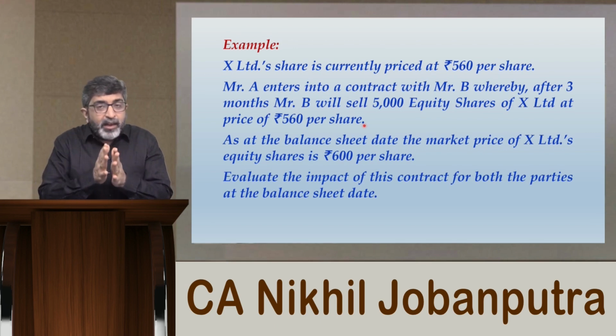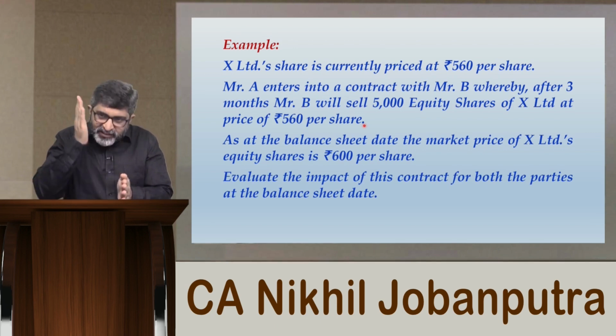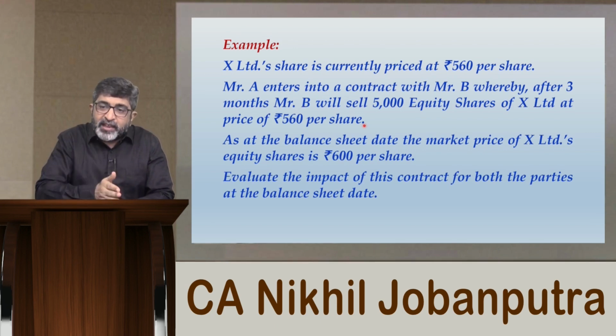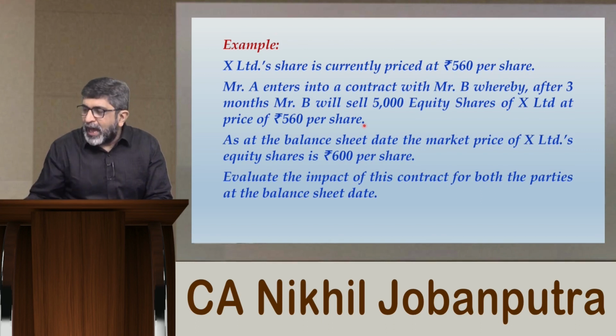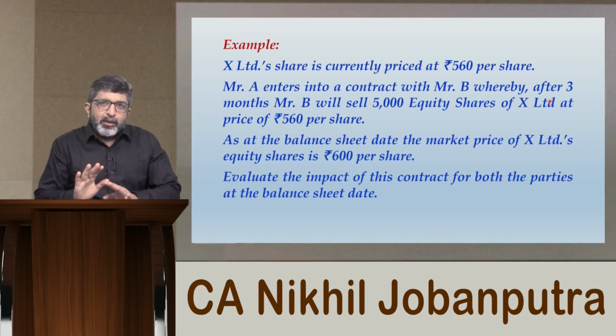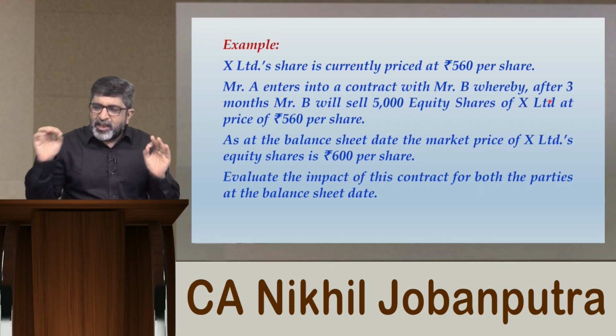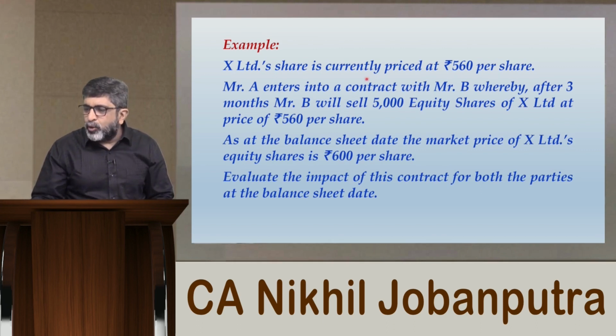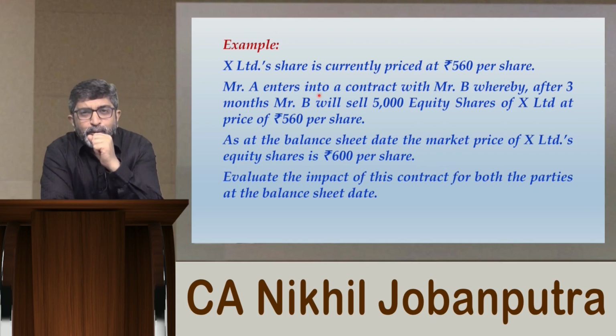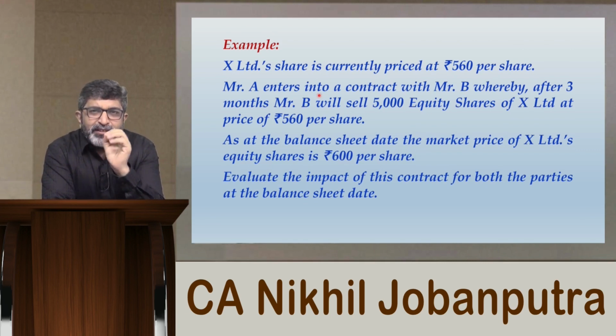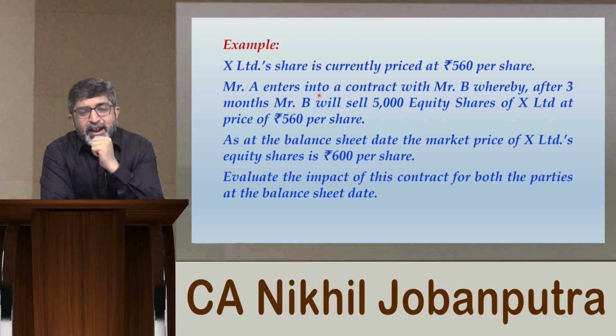So whatever be the current market price, at the same price B has agreed to sell, but not today, after 3 months. Now first thing that I get to know the moment I read this second line in this example, the first thing I get to know, this is typically a perfect example of a forward contract.